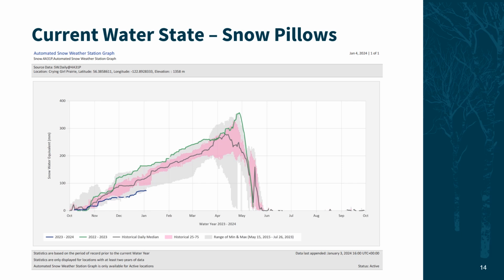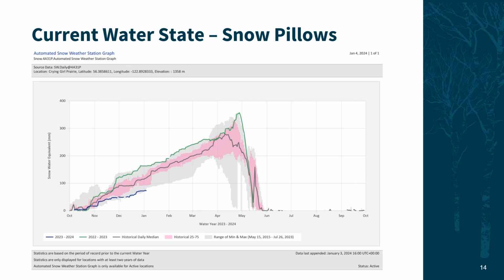This is a snow pillow from that same area. The location is called Crying Girl Prairie. And again, it shows the current year, 2023 to 2024, in the blue line and how it compares with the historical averages and medians, and also the previous year. As you can see, from when this was developed in January, snowpack in that area is currently quite low and has been slow to increase. So we're hoping for a positive change in the next few months.